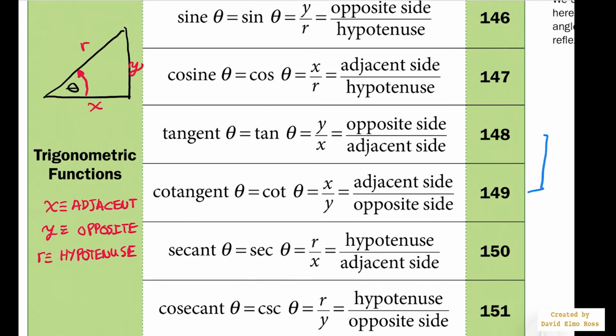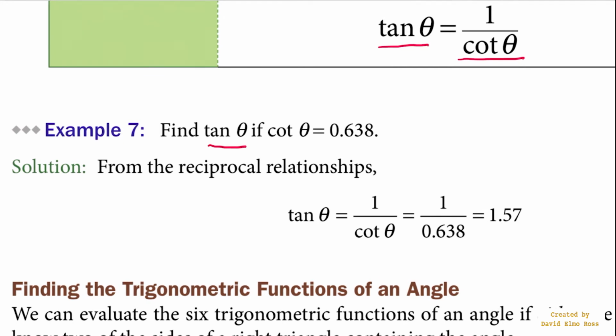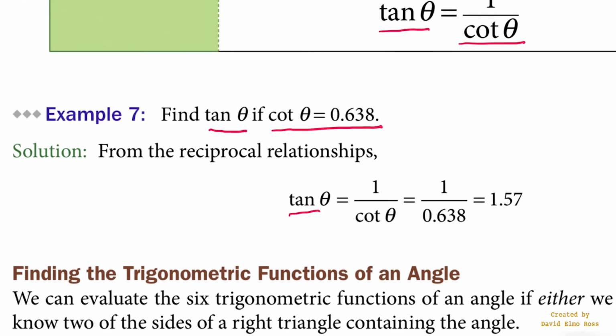And the cotangent is the reciprocal of tangent. Secant is the reciprocal of cosine, and cosecant is the reciprocal of sine. And these are your basic 6 trigonometric functions that are ratios of one side over another side. As we saw from the chart, tangent and cotangent are reciprocals of each other. So if we're asked to find the tan of theta, if we know cotan is 0.638, then since tan theta is 1 over cotan, then we can just say 1 over 0.638, and therefore we know the tangent of theta is 1.57.